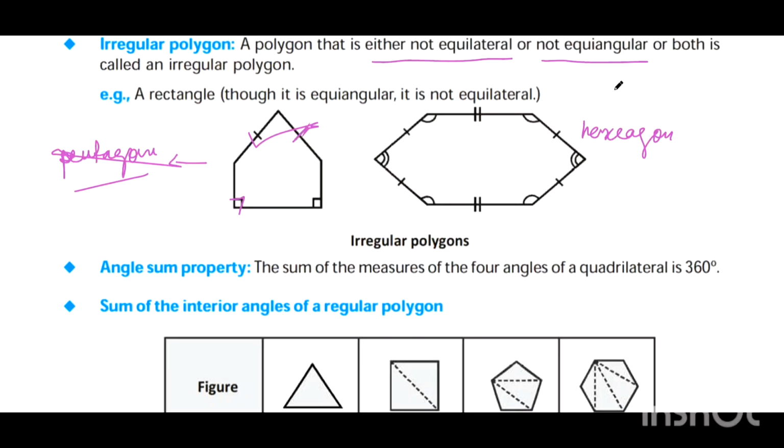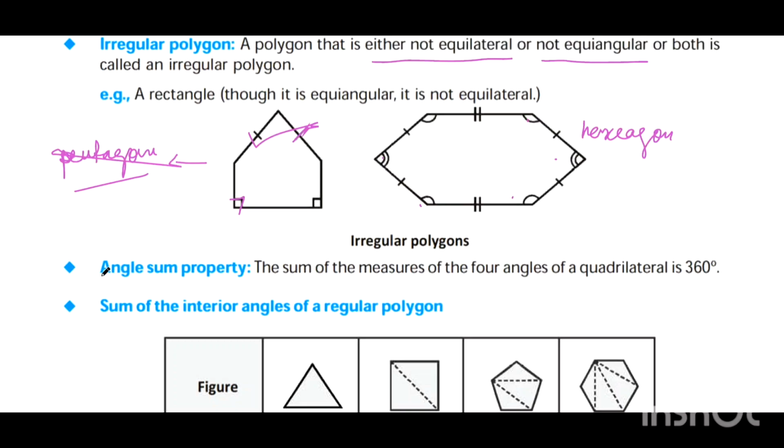Just above we saw a hexagon which is regular, but this is not regular because the opposite sides are equal in this, only two, and these four are equal only. So these two angles are equal and these four angles are equal, but not all are equal. So they are not regular, they are irregular.